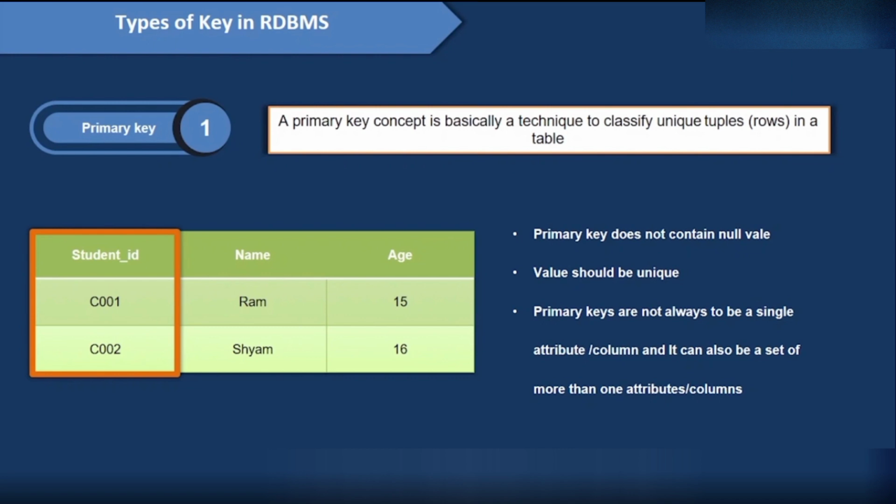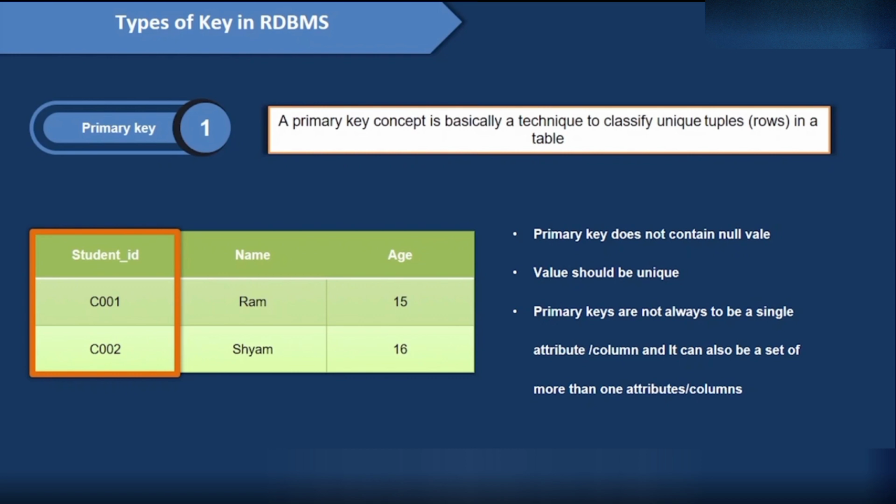Now let's have a look at some of the properties of a primary key. A primary key does not contain null values. Values should be unique. And primary keys do not always have to be a single attribute or column. It can also be a set of more than one attribute or column. But what do we mean by attributes? If you look at the table, attributes are basically the column names.